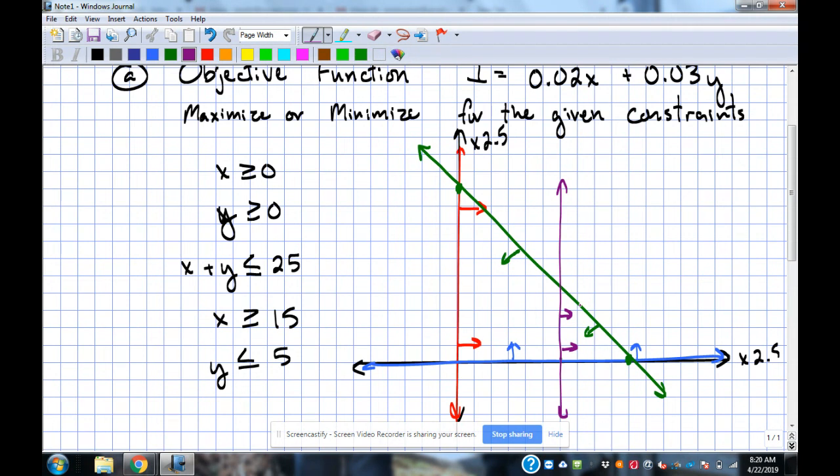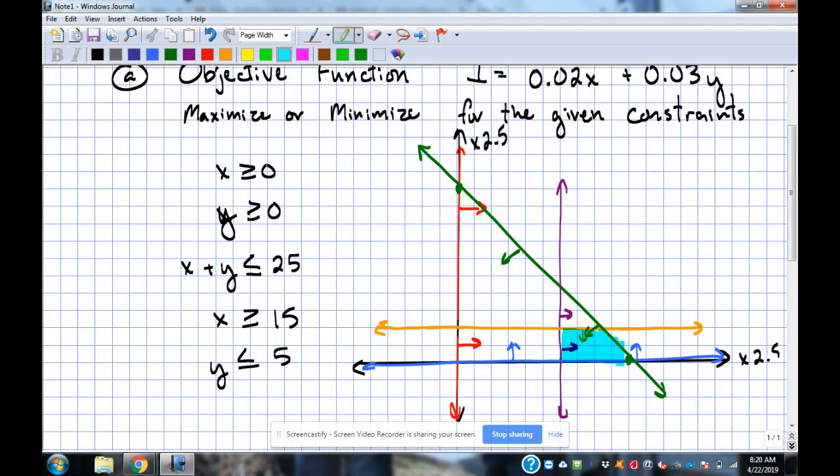Now, when I add this one in, y is less than or equal to 5. So I'd go to 5, and there's that line. Less than would be down. So the solution area is this trapezoid shape here. That's the solution area for that set of constraints.